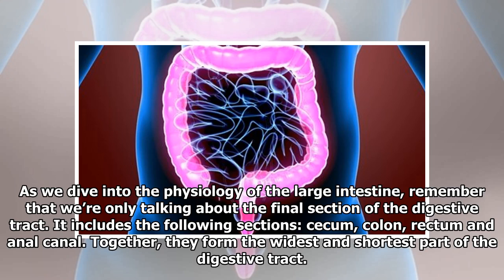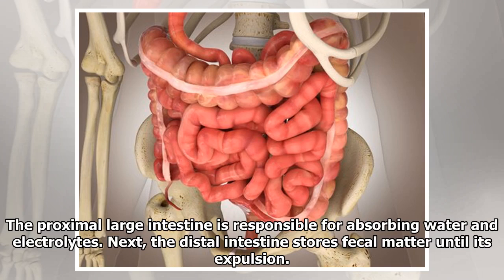As we dive into the physiology of the large intestine, remember that we're only talking about the final section of the digestive tract. It includes the following sections: cecum, colon, rectum and anal canal. Together, they form the widest and shortest part of the digestive tract. The proximal large intestine is responsible for absorbing water and electrolytes. Next, the distal intestine stores fecal matter until its expulsion.